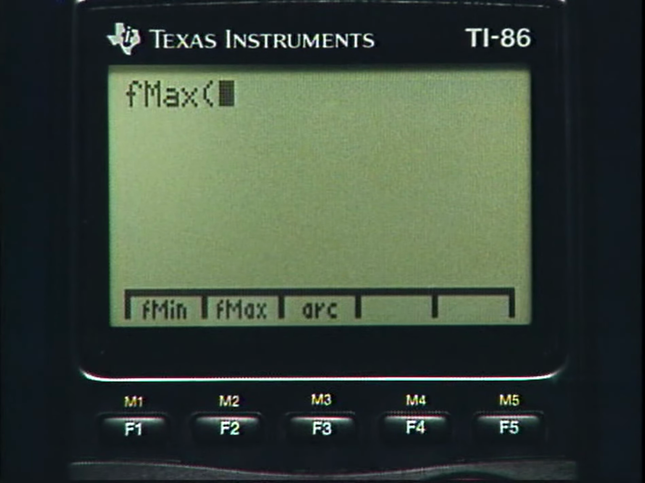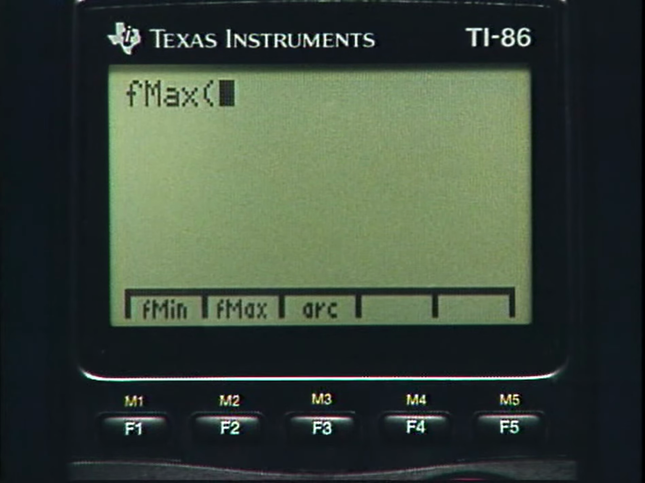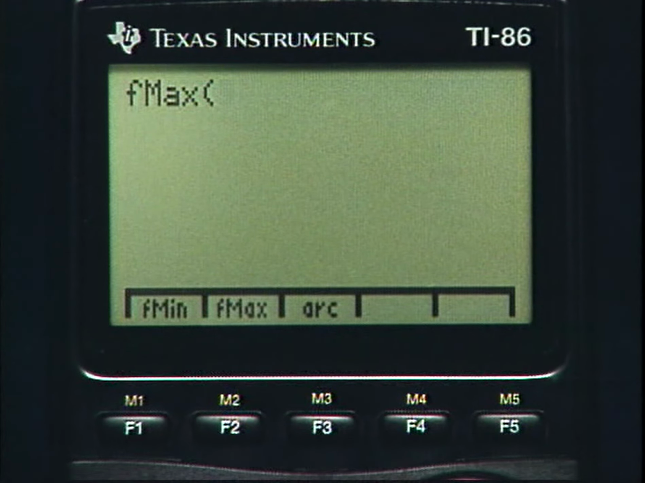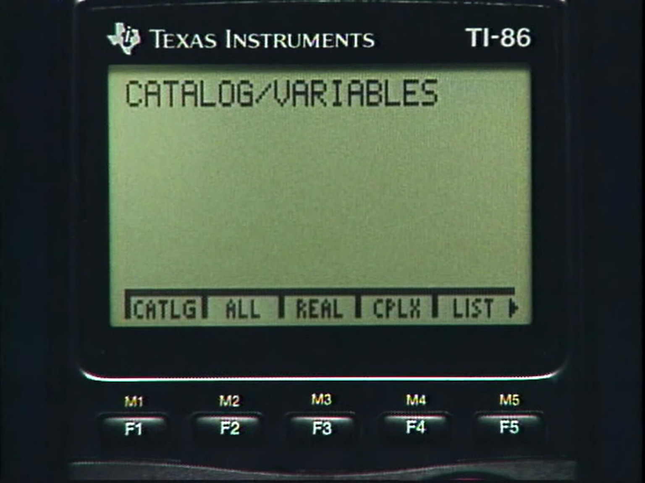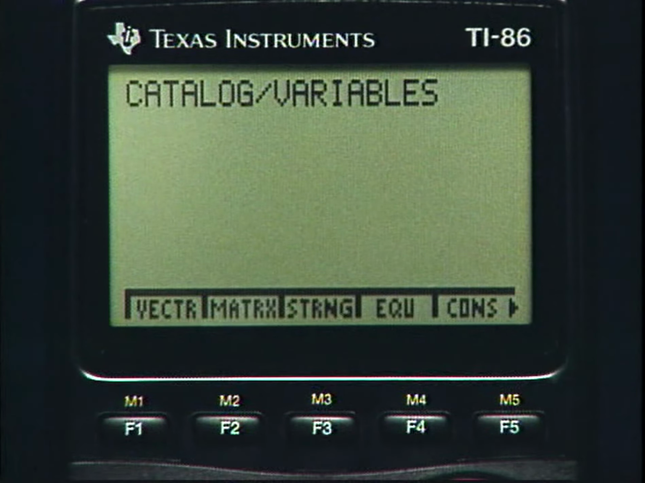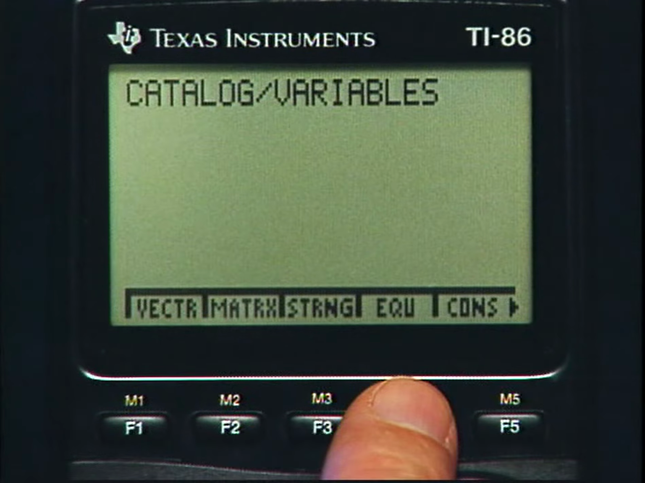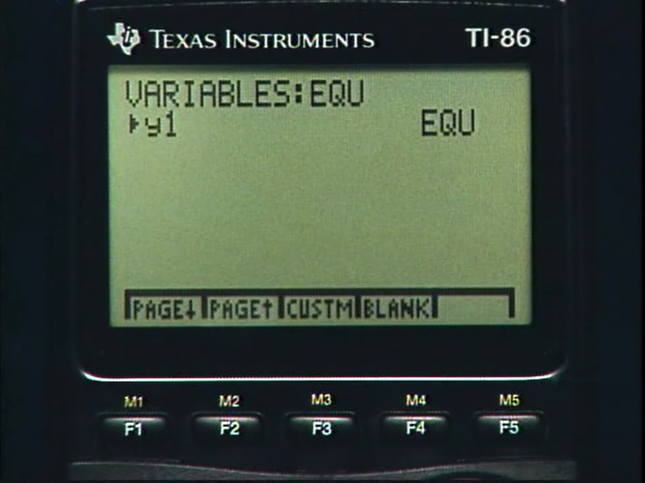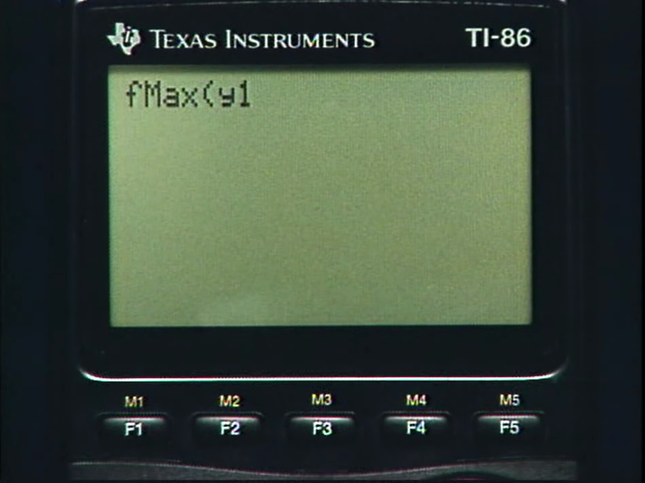And the protocol is the same as it was before. We want to enter the expression here. The expression is Y1, and we find Y1 in the catalog VARS menu, which is a second function on the custom button. And now, let's see, I'll press more, because it's not any of those items on the bottom. And it's an equation, so it's F4. And here's the only equation that we have defined, so I'll press enter, and there it is.